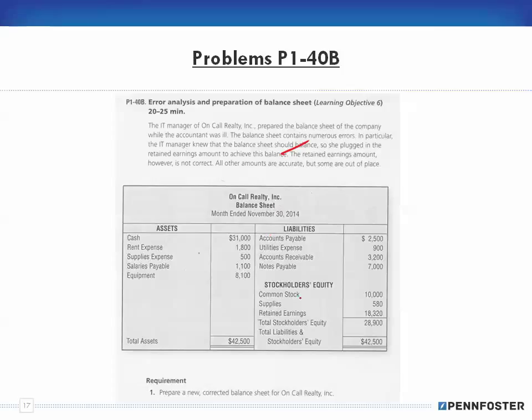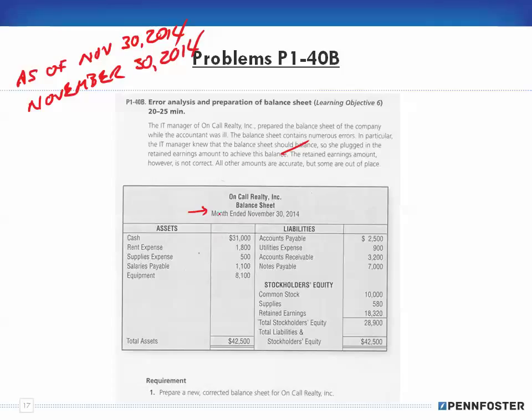So let's see what we've got wrong here, and then we'll go and create the new one. All right, so when I'm looking at the heading, it shouldn't say month ended, because the balance sheet shows the financial position of the business as of a specific date. So that heading date should say as of November 30th, 2014, or it should just have the date itself, November 30, 2014. It shouldn't be month ended. That's wrong. So if I got rid of those words, month ended, my heading date is correct.